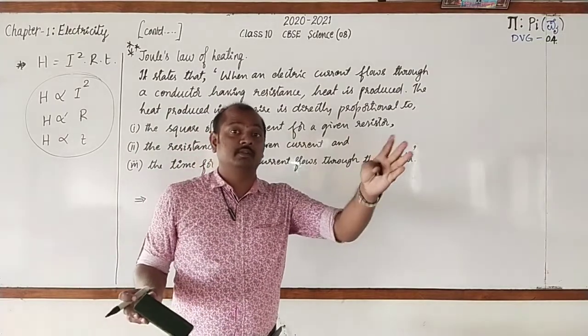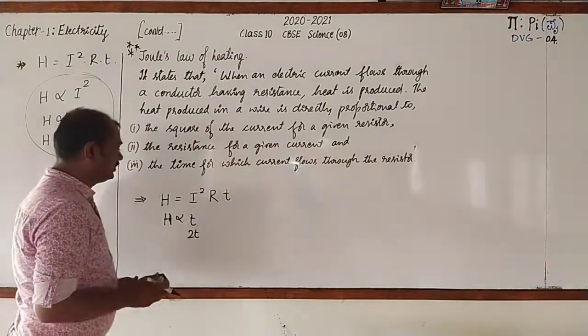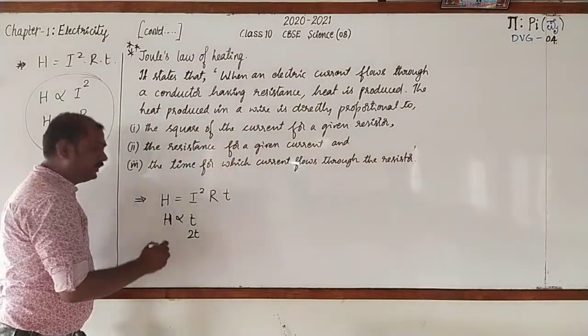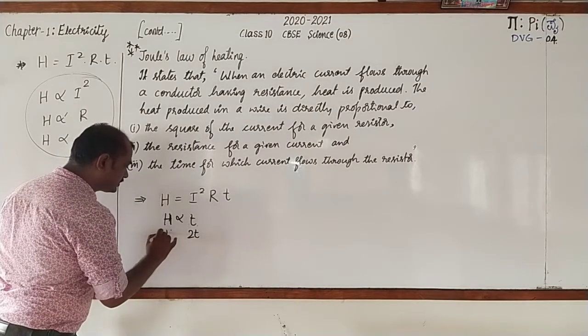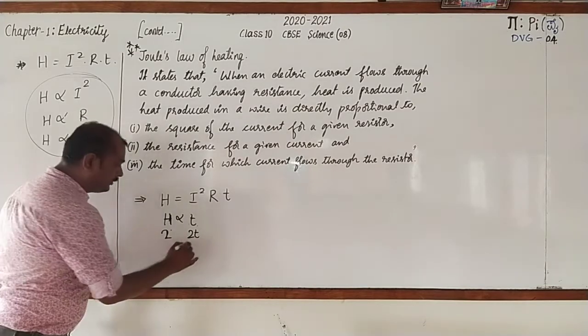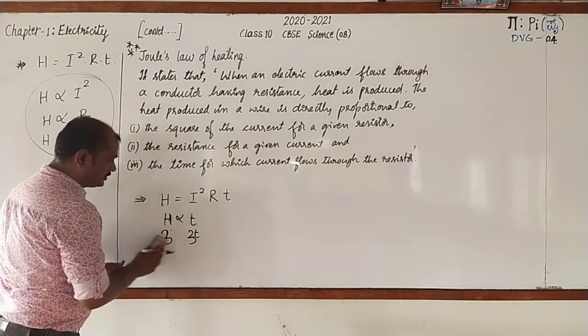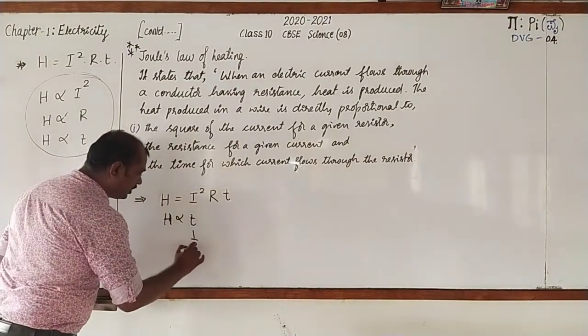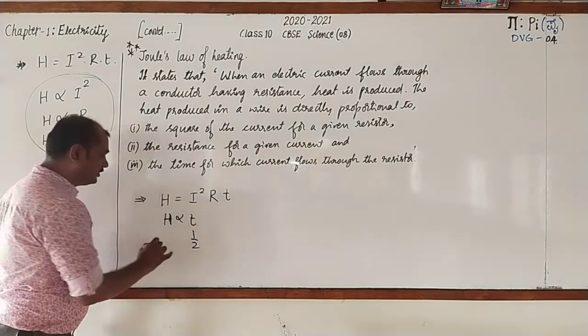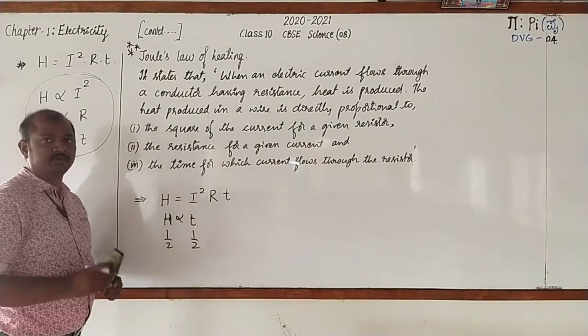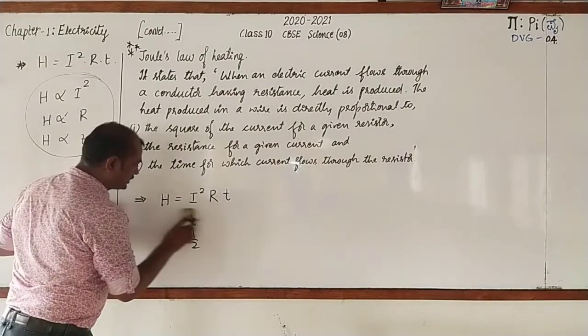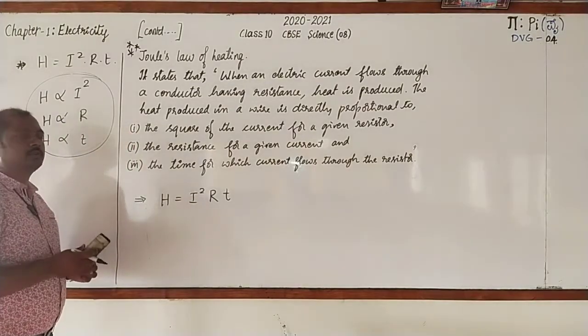If it is doubled, that is 10 minutes. In such case, the amount of heat energy produced also increases by 2 times. If it is tripled, it also increases by 3 times. If time is reduced to half, the heat generated is reduced by half. Clear? Next, another important question.